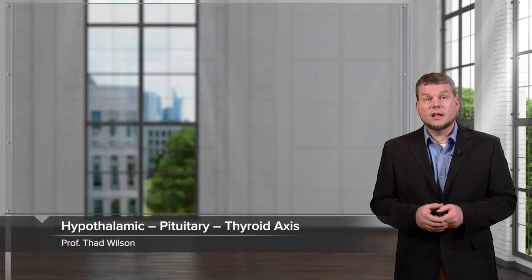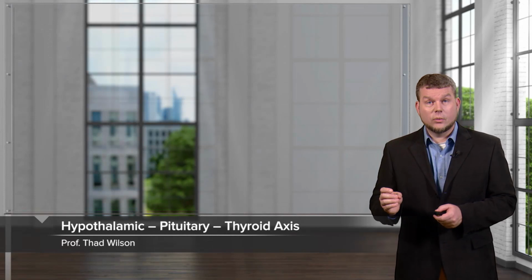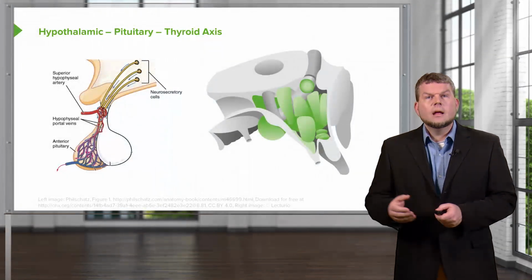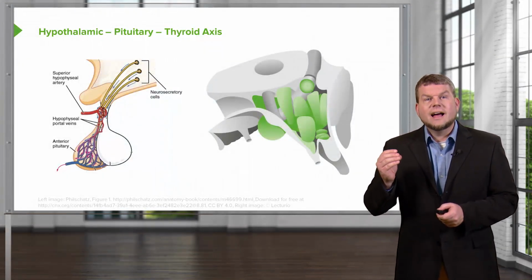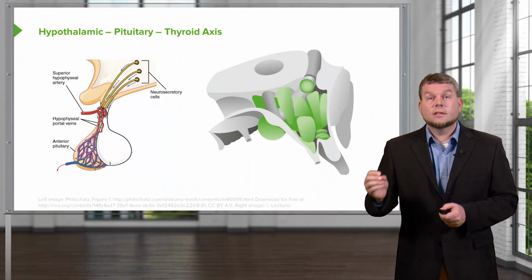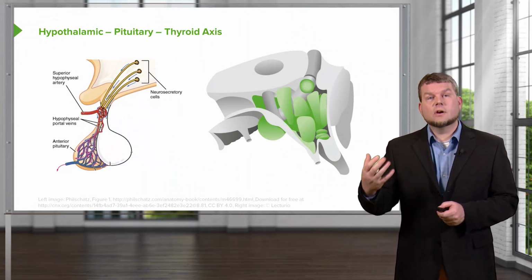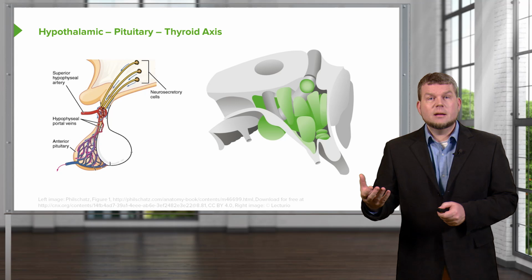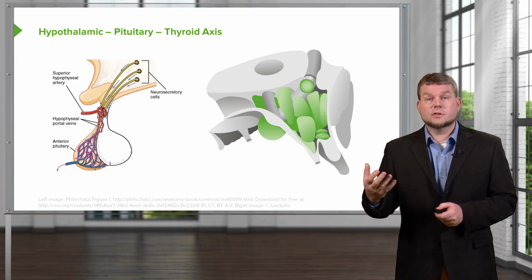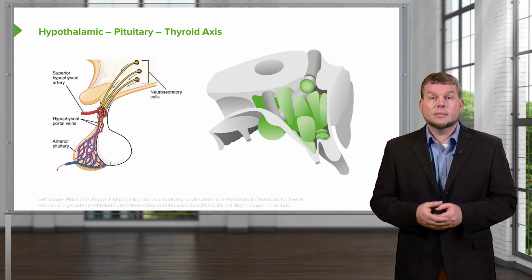Thyroid hormones, thyroxine, or T4, and triiodothyronine, which is T3. When we want to think about the hypothalamic pituitary thyroid axis, we need to start in the hypothalamus. In the hypothalamus, we have two structures that we need to take into account.